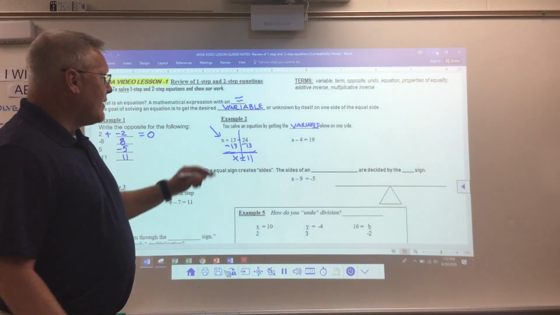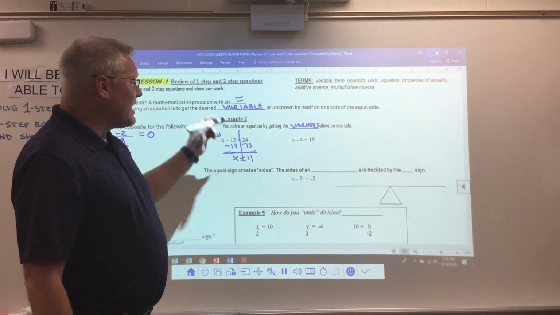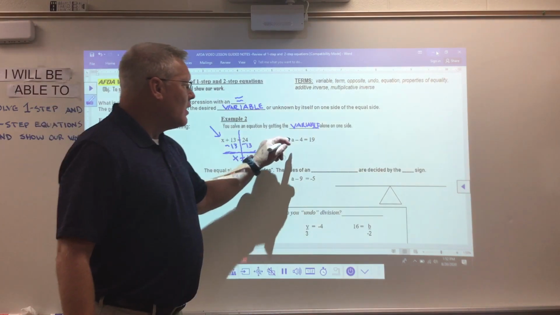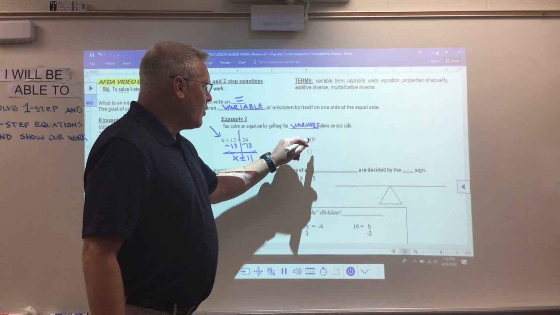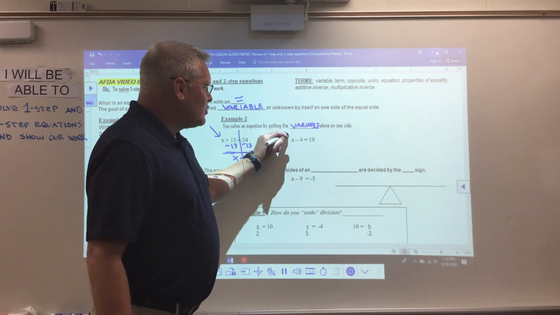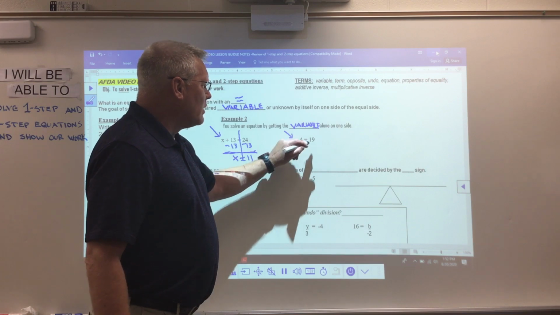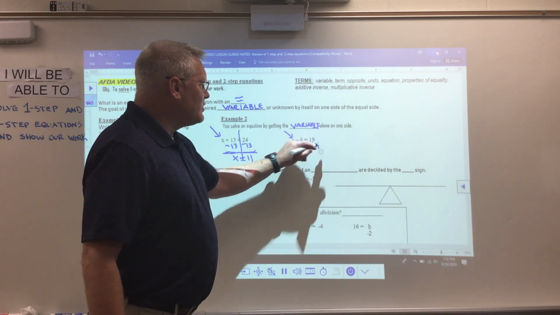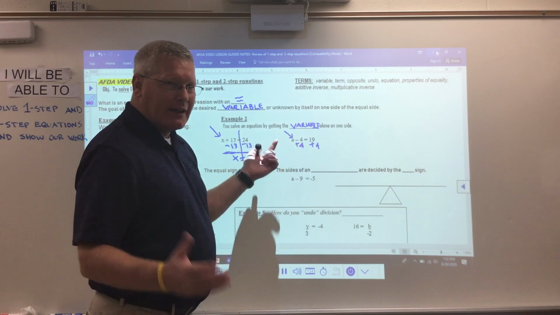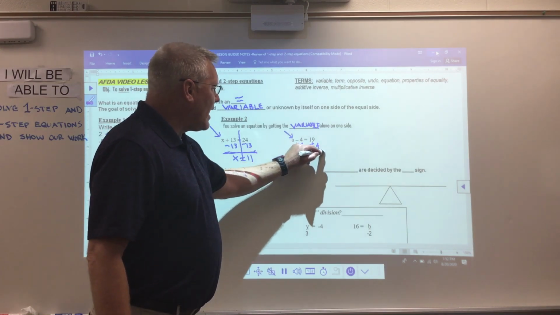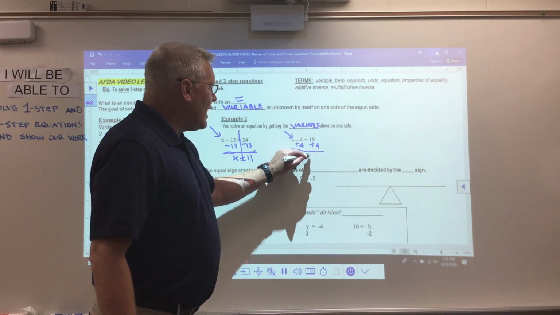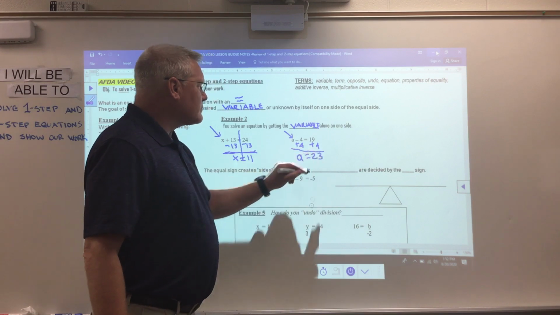And now we have gotten that variable all by itself, and we know what X is equal to. Over here we have A minus 4 is equal to 19. Again, trying to get that variable by itself. So we're going to add 4 to both sides, which is the opposite of minus 4, whichever way you think about that. So we're going to wind up with A is equal to 23.